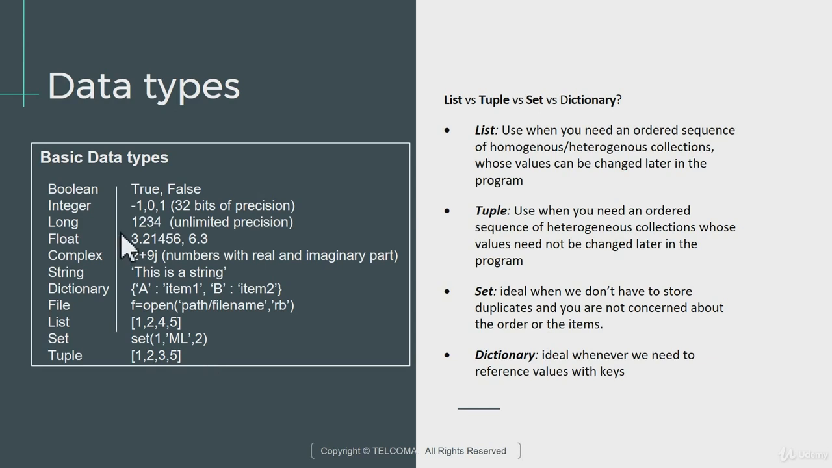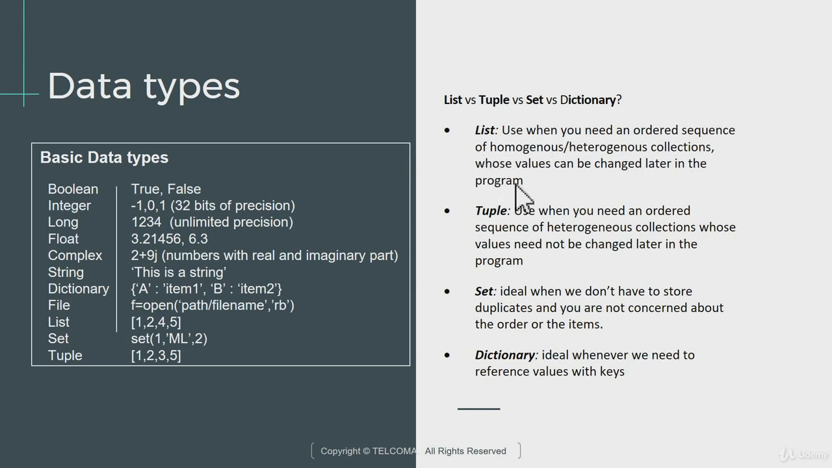So in this basic set of data types, it's fairly straightforward to understand the differences between Boolean, integer, long, float, and probably even string. But then let's take a little better shot at understanding dictionary, list, set, and tuple. So when do we use a list or a tuple or a set or a dictionary? List can be used when you need an ordered sequence of homogeneous or heterogeneous collections whose values can be later changed in the program.